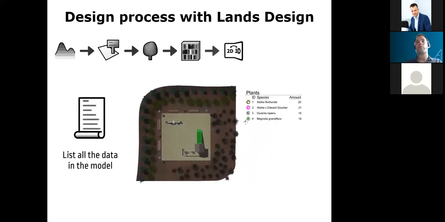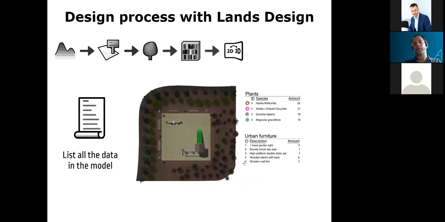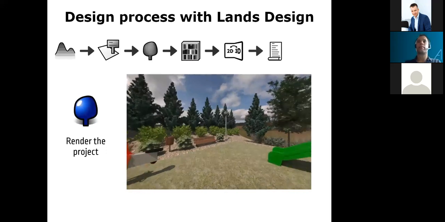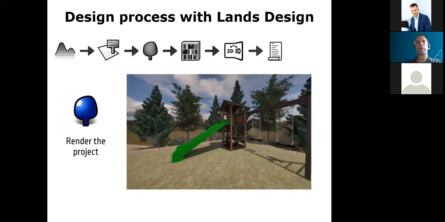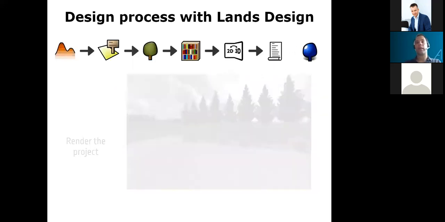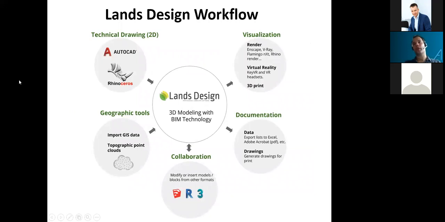But finally, when it comes to documenting this, we have these tools to show a list of plants, urban furniture blocks, terrain modeling, volume of land movement, and tools to do some animations or this 360 degrees view. And this scheme shows a little bit the workflow of using Lands Design.